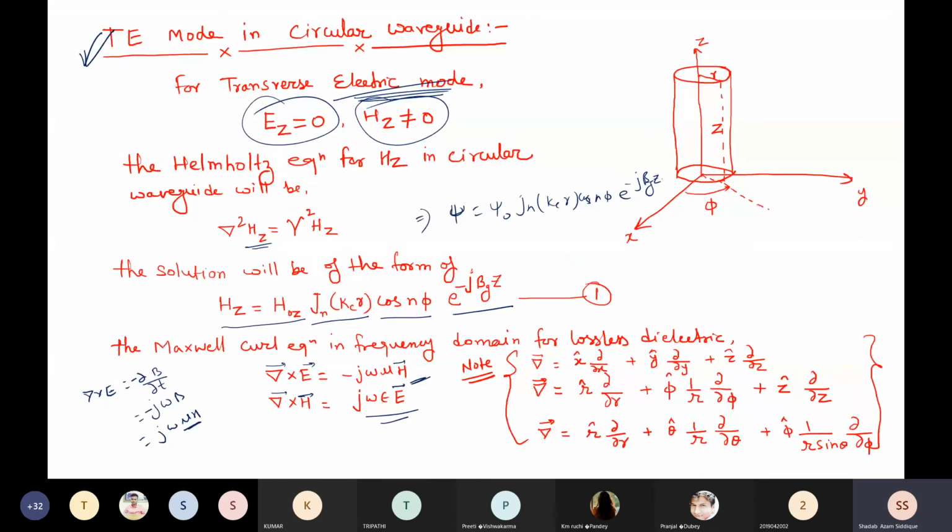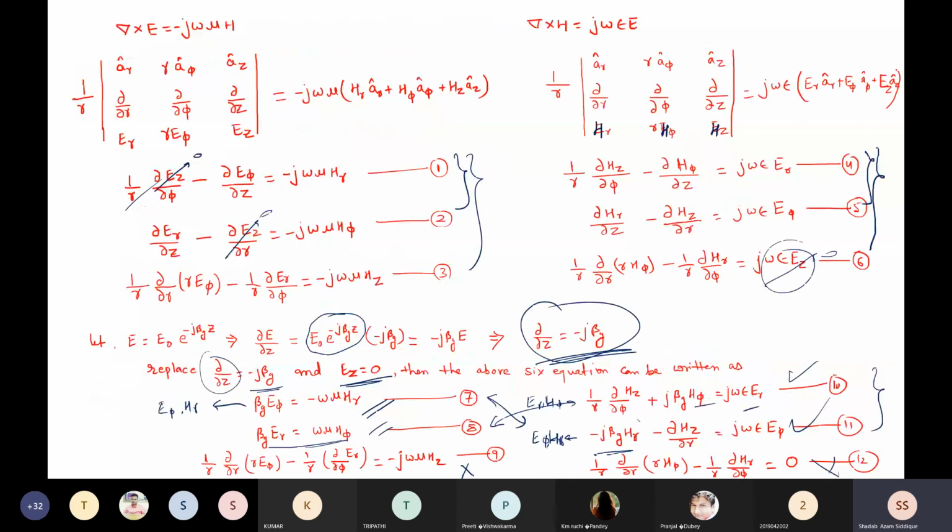Now we also went through the TE mode in circular waveguide. For the transverse electric mode, Ez is equal to 0 and Hz should not be equal to 0. We can have the Helmholtz equation, and by considering the Helmholtz solution for Hz and taking the Maxwell curl equations, we can proceed with the curl equation in determinant form and find out the minors of this determinant.